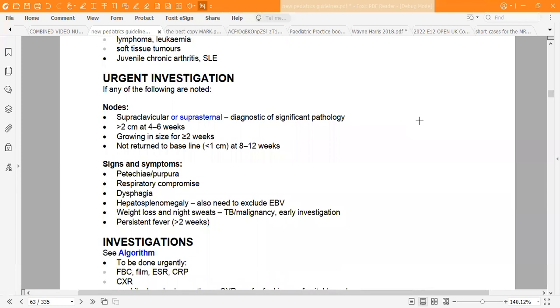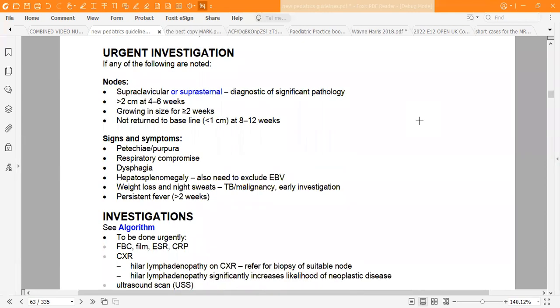What are your urgent investigations in here? If any of the following are noted about the lymph node itself, you have to do urgent investigation. If you have got supraclavicular or suprasternal nodes, diagnostic of significant pathology, you will have to do urgent investigation. It's alarming. More than 2 centimeters at 4 to 6 weeks duration, growing in size for 2 weeks or more, not returned to baseline, less than 1 centimeter at 8 to 12 weeks, all these are indications for urgent investigation.